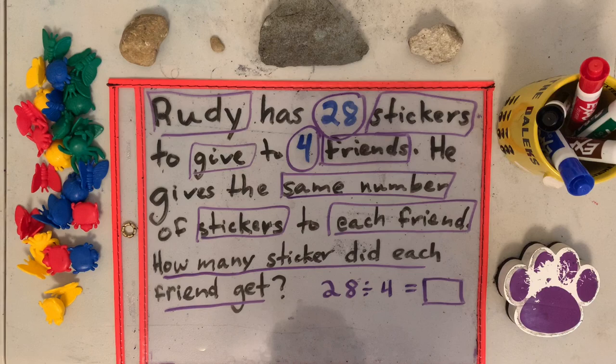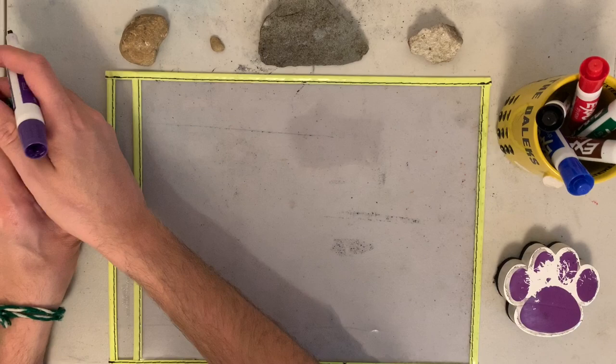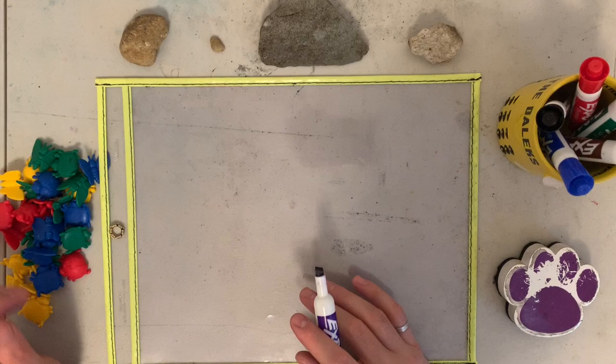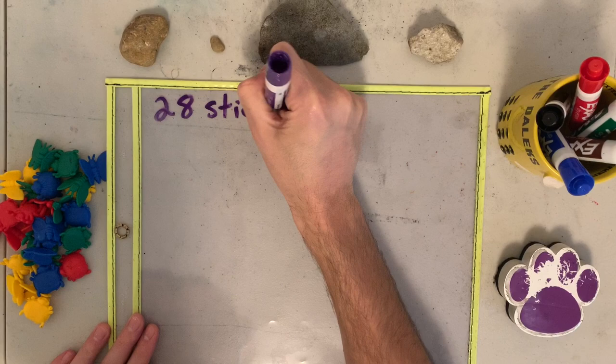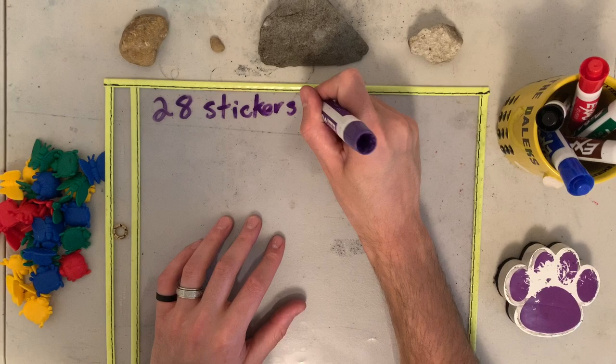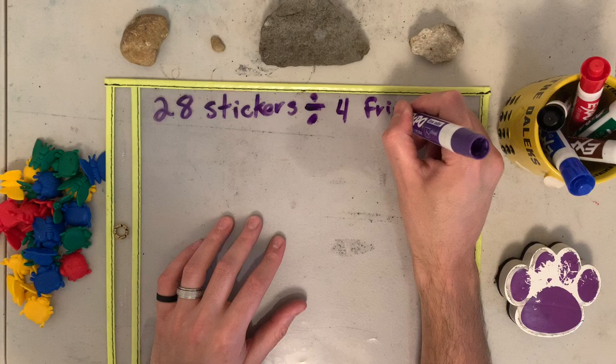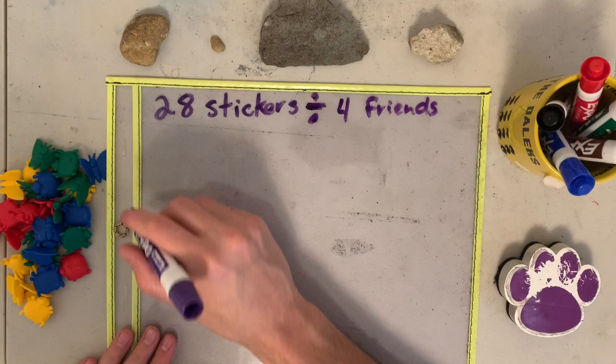Now, let's do the work. So right now, here I have all of these toys, and each toy represents a sticker. Cada juguete representa un sticker. And we need to remember that Rudy had 28 stickers, and she's going to share, to divide those stickers with 4 friends. Lo va a compartir con 4 amigos. So, we need to know how many stickers each friend is going to get.